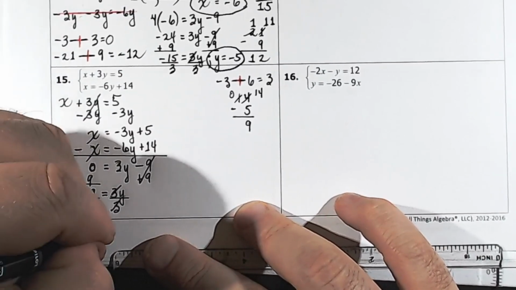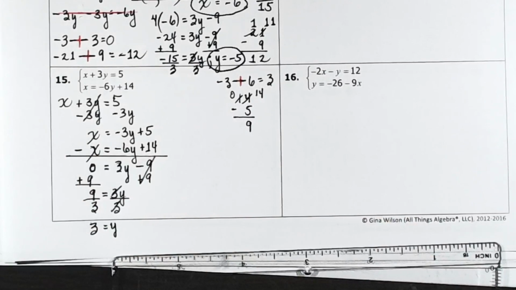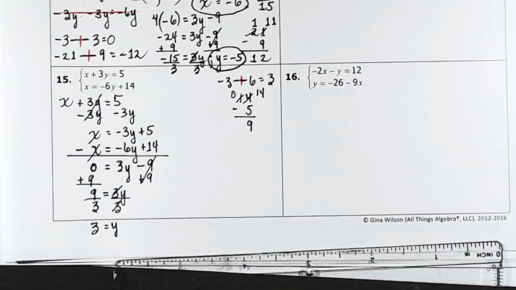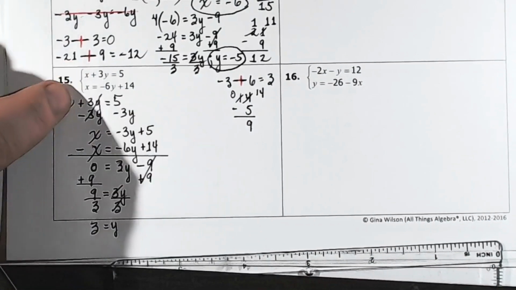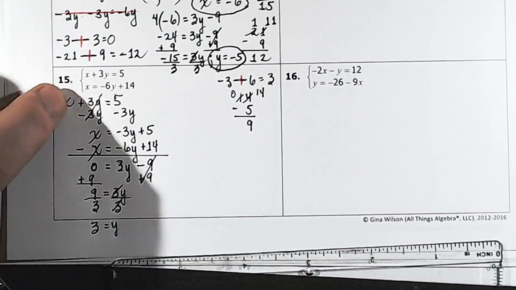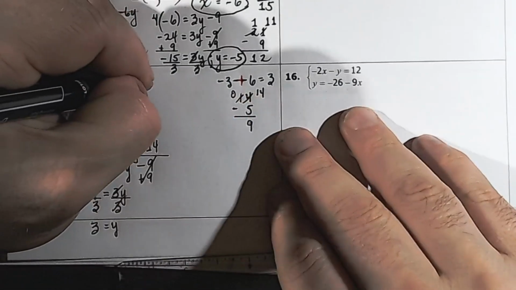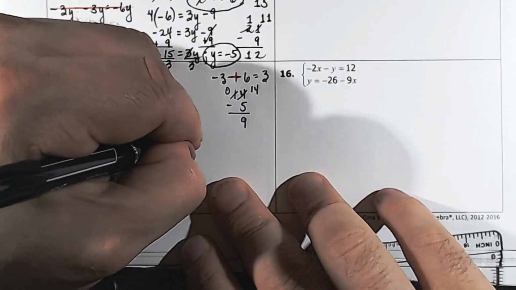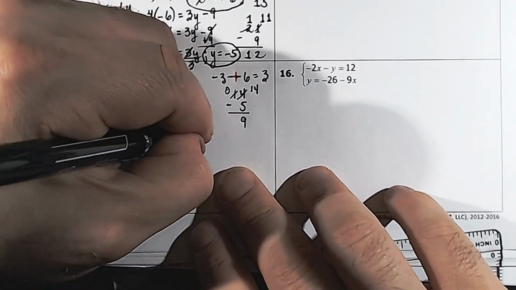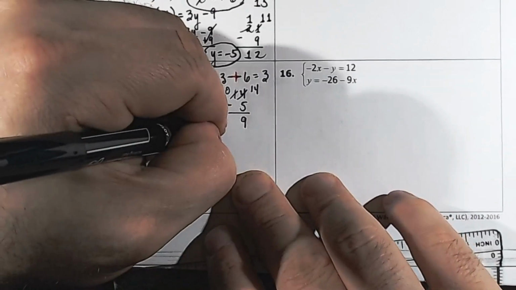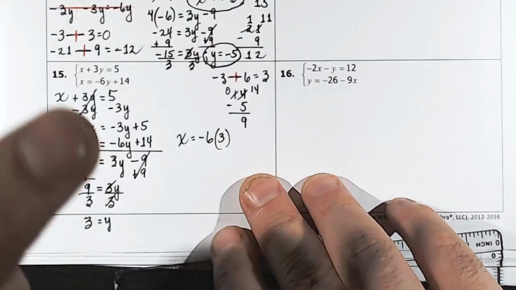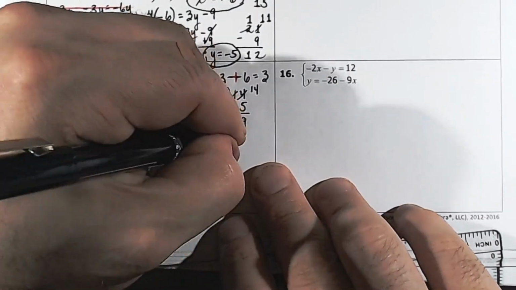So 3 equals y. And now I just need to plug this y back in somewhere and solve for x. Well, our second equation already has x by itself, so let's go back here. I'll do this right here. x equals negative 6, open parentheses, 3, close parentheses, plus 14.